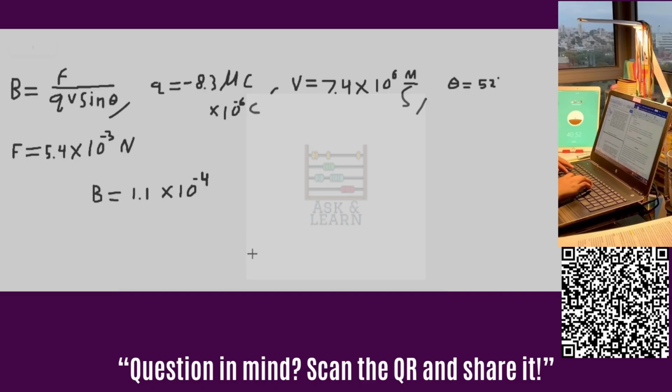Alright, we need our units now. Let's look at what we have. So we have force in the top, newtons, divided by charge, coulomb, multiplied by velocity, meters per second. And we know that a Tesla is a Newton second divided by a Coulomb meter. Okay, so let's see if we can get this to look like that.